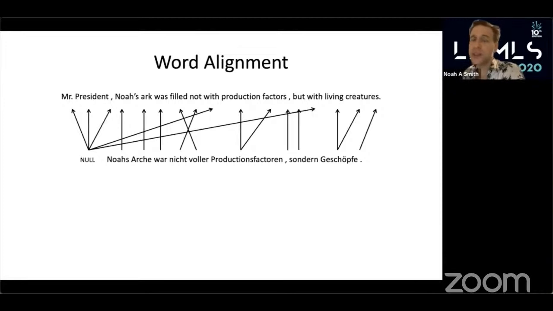We don't really use this model directly in state-of-the-art machine translation today, but you can see it kind of echoing in the notion of attention, where, as words are being generated on the target side, the neural net is said to attend back to words on the source side, kind of like an alignment.